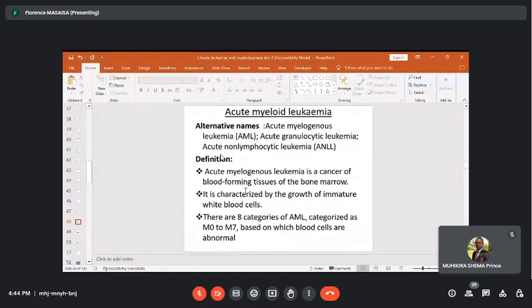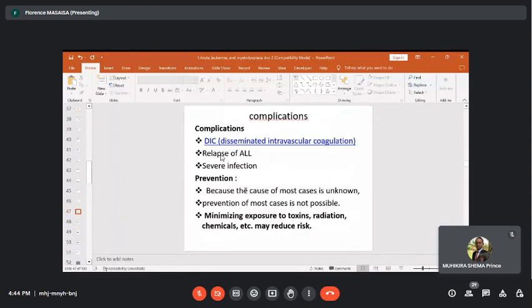Acute myeloid. Any question on acute leukemia, acute lymphoblastic? I have not understood very well how DIC complicates acute leukemia.